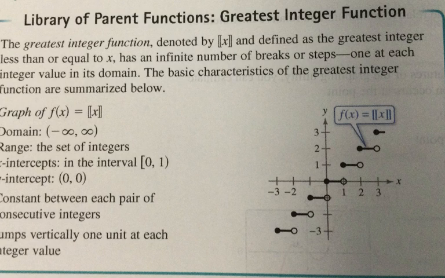It only crosses at 0. It's constant between each pair of consecutive integers, and it jumps vertically 1 unit at each integer value. So this is called the greatest integer function. It's also sometimes called a step function.